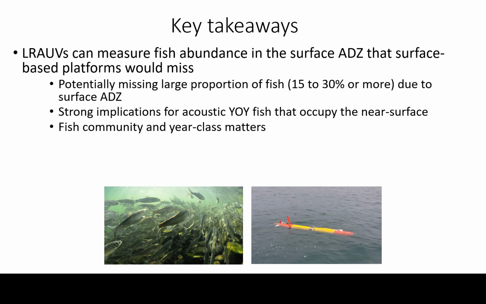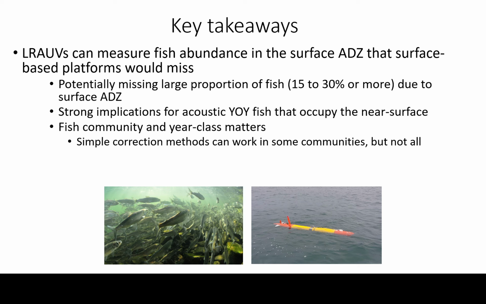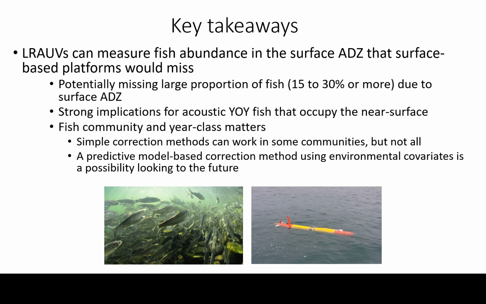And then a highlight that fish community and year class really does matter. These are just a couple examples from 1 year in 2 different lakes. So there could be different results in a different year class of Cisco, for example. Simple correction methods can work in some communities, but not all. This also could work in some years, but not in others. And then there are beginning to work on predictive model-based correction methods using different environmental covariates to potentially model this in the future.